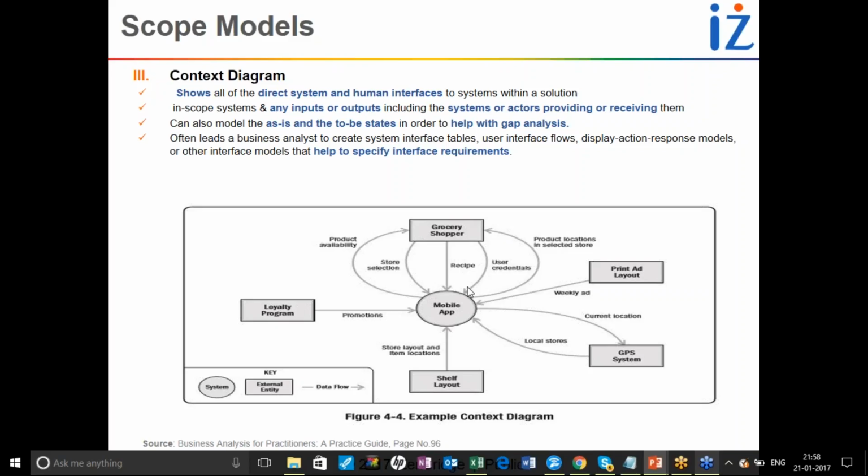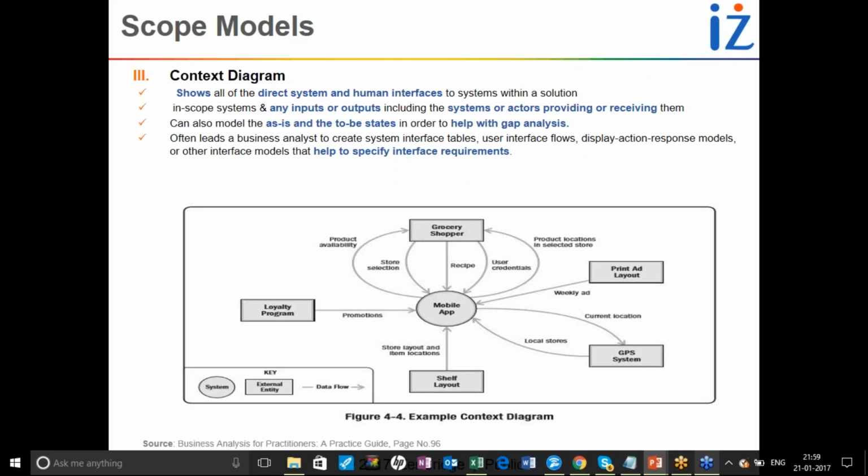So a context diagram can also be used in the gap analysis. When you are in the needs assessment domain, you can use the context diagram to know what is there currently, what you want to improve, and for that, what should be your context diagram. So you can also model the as-is and the to-be state, so it can help you do the gap analysis.